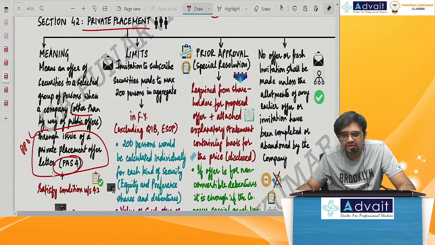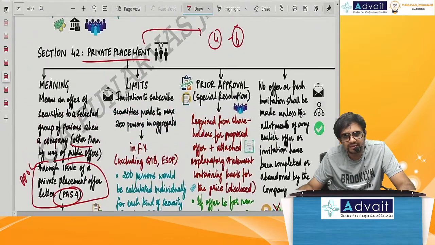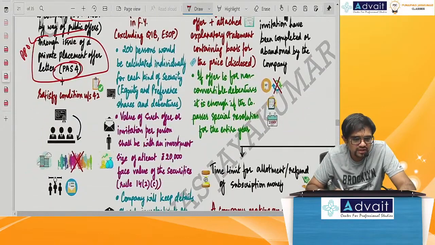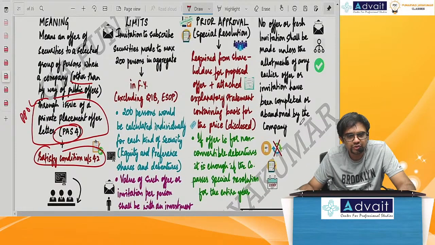This will be done in form number PAS4. So through PAS4, whatever I give to the private placement offer letter, that is called private placement. It should satisfy all the conditions given under section 42.